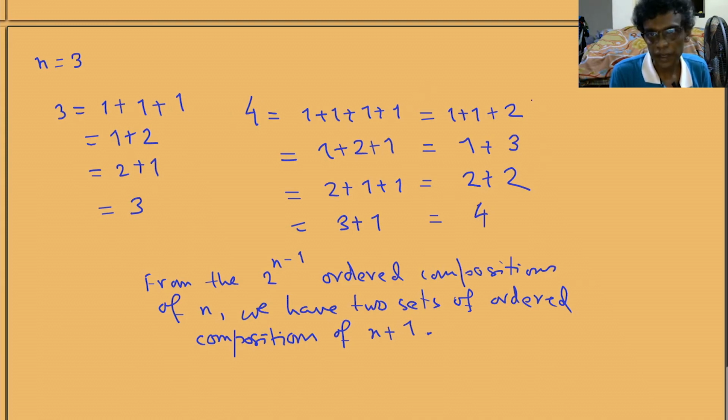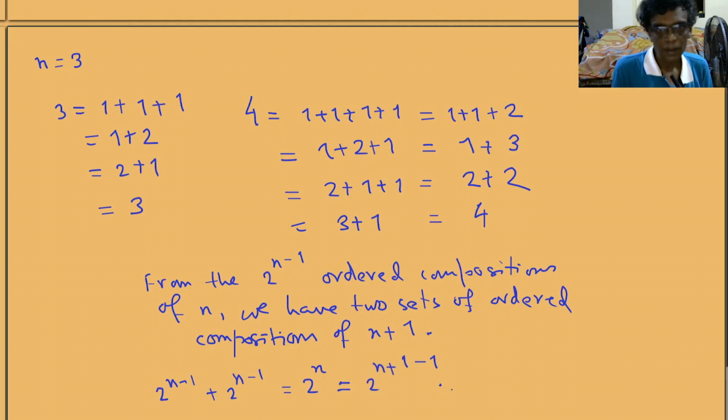Therefore, the total number of ordered compositions of n plus 1 is 2 power n minus 1 plus 2 power n minus 1, which is 2 power n. And this is the same as 2 power n plus 1 minus 1. Fine. So this proof is by far the most complicated proof.